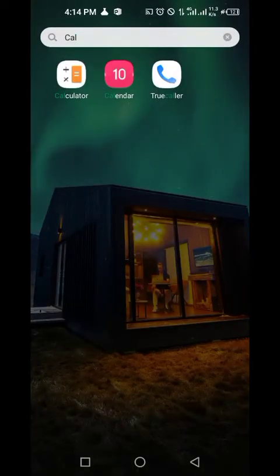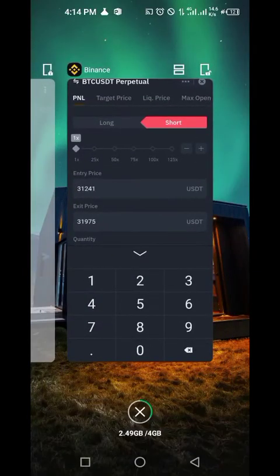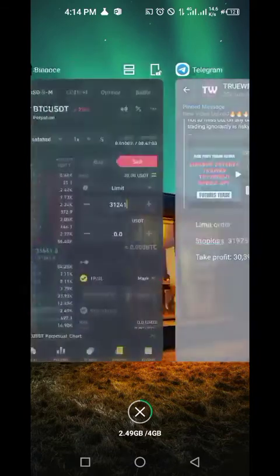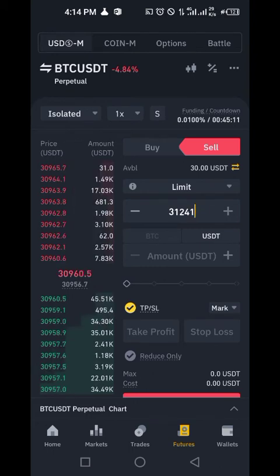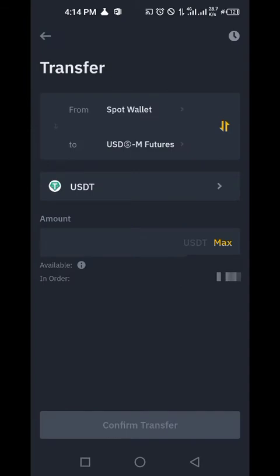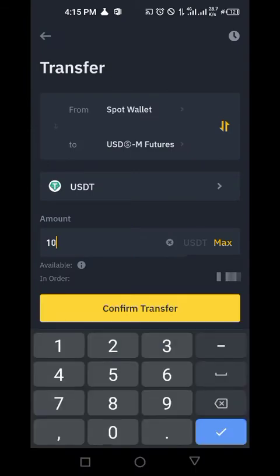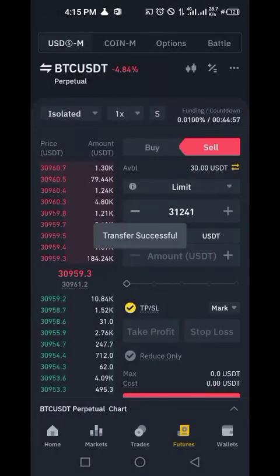Now, when you're having issues this way, just go back to your Binance and I will increase my trading capital. I want to stay in the limit. I don't want to have all the trading capital here. That's why I'm doing it this way. Okay, I just added 10 to it now.